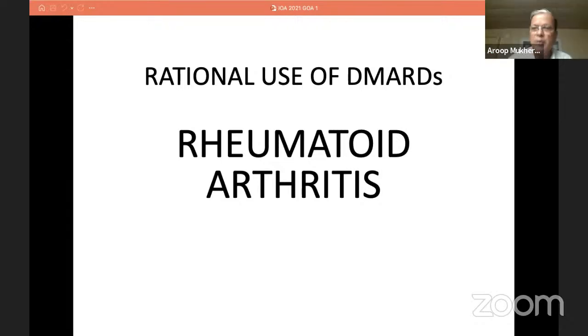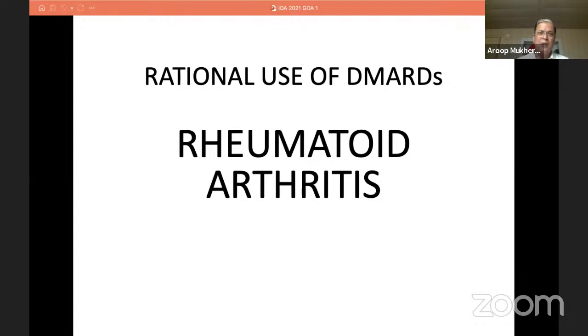Thank you, Dr. Ashok, for your wonderful presentation on hand splints. Hand has been my subject of interest for more than 35 years, so I could understand what your message is. Thank you so much for putting it in such a lucid way.